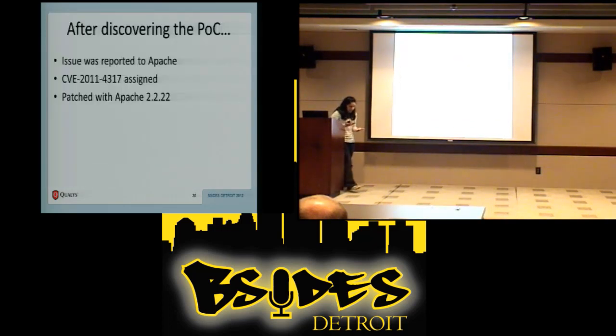After I discovered the POC, we do have a responsible disclosure policy at Qualys. So we reported the issue to Apache, and Apache was very quick in responding. They assigned it a CVE, and there was quite a bit of back and forth with the person I was interacting with. They mentioned that they wanted to make the issue public because they were not sure how they wanted to patch the initial part of the code. So it was made public, and a couple of months later, Apache patched it with Apache 2.2.22.